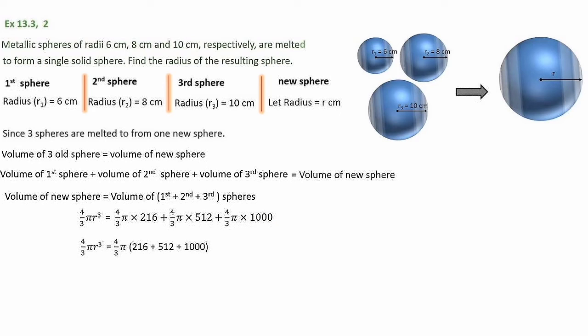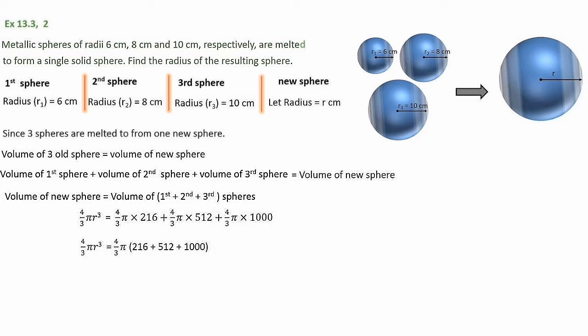Here 4 by 3 pi r cube is equal to, in these three terms, 4 by 3 pi is common. Here I have avoided one step, the substitution part. If you want to write it, you can write 4 by 3 pi r cube is equal to 4 by 3 pi into 6 cube plus 4 by 3 pi into 8 cube plus 4 by 3 pi into 10 cube. You can write that if you want, it's not a problem.